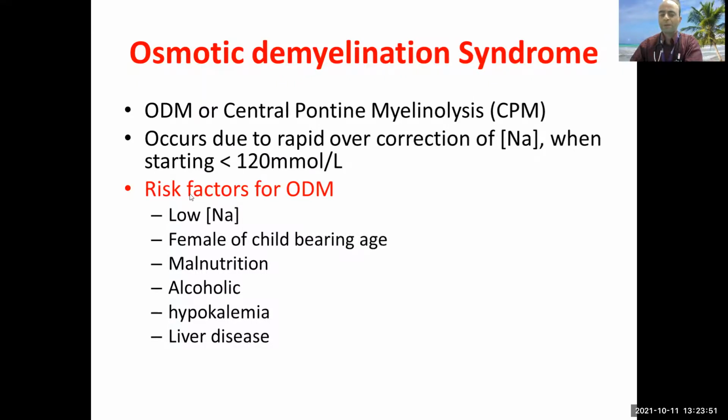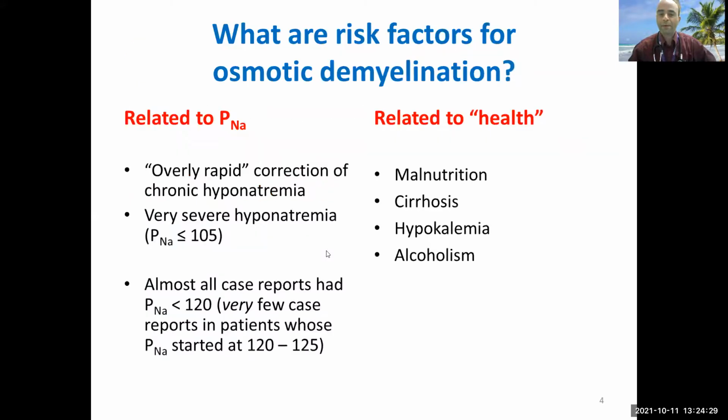The most common risk factors for ODS, or osmotic demyelination syndrome, or central pontine myelinosis, are severe low sodium, especially less than 110, female in childbearing age, malnutrition, cachexia, alcoholic patients, and severe hypokalemia, which is also associated with hyponatremia. Liver disease, patients with liver cirrhosis, is also a risk factor for this complication of overcorrection of hyponatremia.